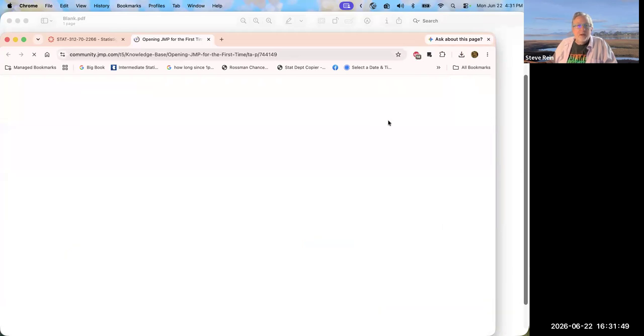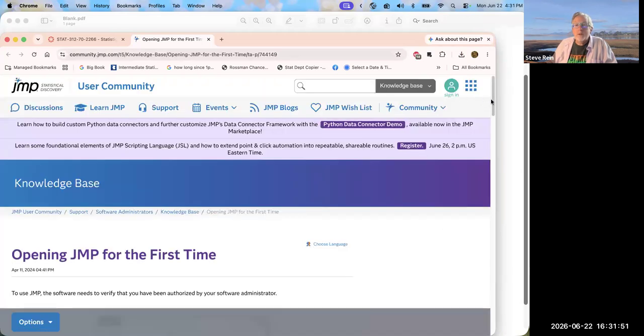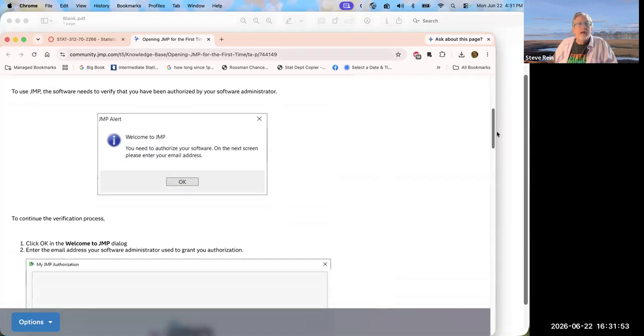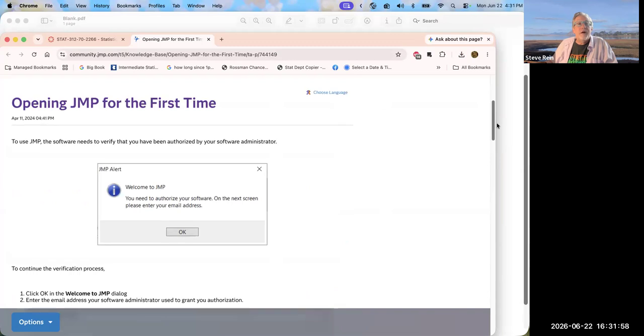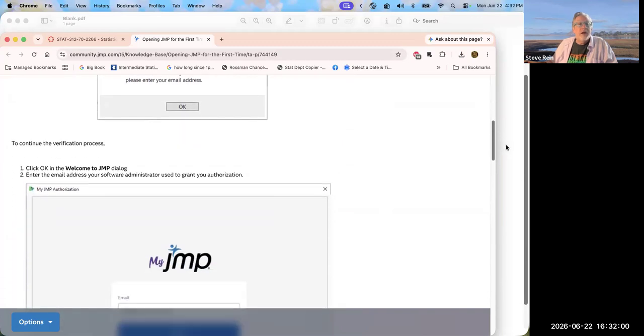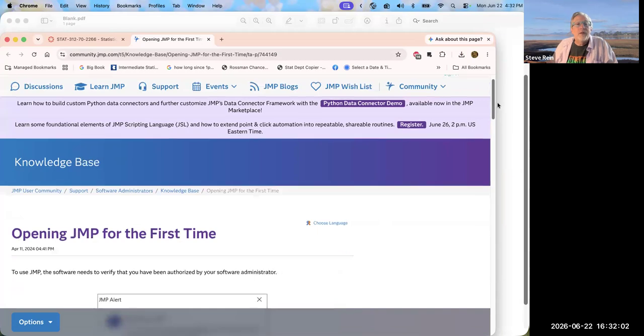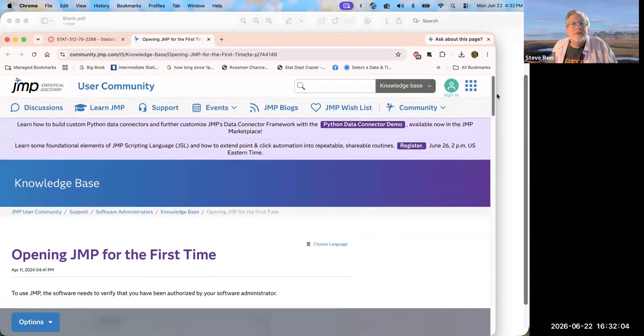And then I'm gonna go through here. And yeah, it says basically you have to verify that you've been authorized by your software administrator. And so what you're supposed to do is, darn it.